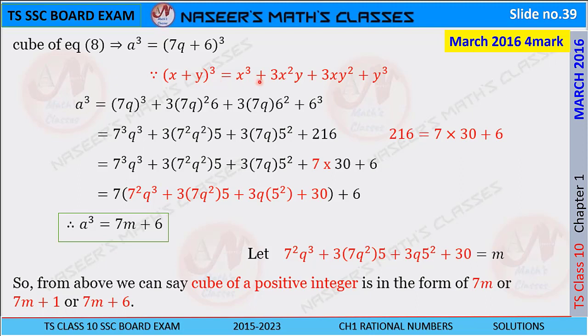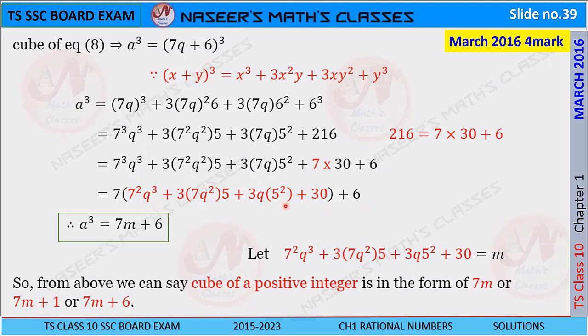By using this formula, we expand RHS as (7q) whole cube plus 3 times (7q) square times 6 plus 3 times 7q times 6 square plus 6 cube. Here 6 cube we get 216. 216 is split into 7 times 30 plus 6. From these 4 terms we take out 7 common. Then we can write it as 7 times (7 square q cube plus 3 times 7q square times 5 plus 3q times 5 square plus 30) and remaining 6.